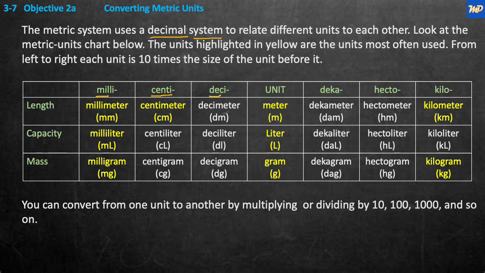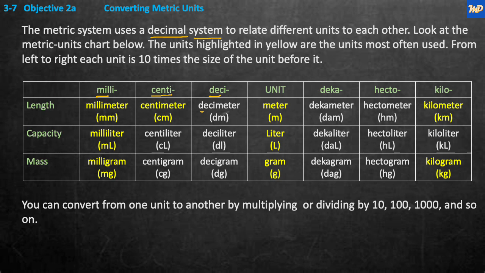D-E-C-I, deci. Deci, it actually has decimal almost in it. It's 1/10. A decimeter, dm, is 10 times larger than a centimeter. So a decimeter would be, instead of 1 fingernail width, 10 fingernail widths. Then the final unit, the original unit itself, is a meter.